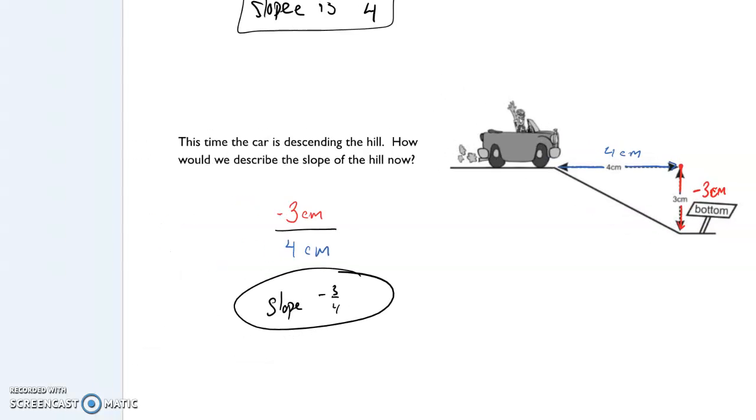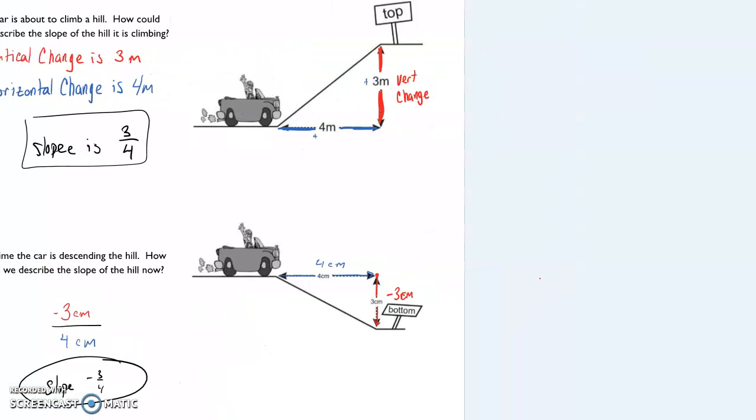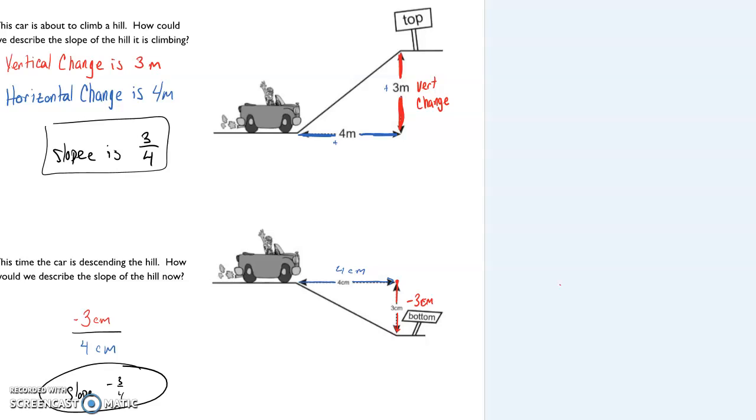So a quick summary of this page. When we are dealing with slope, here's what we're looking at. It kind of fits on this page here a little bit. Vertical change over horizontal change, left to right. If we're going up, it's positive. If it's going down, it's negative.